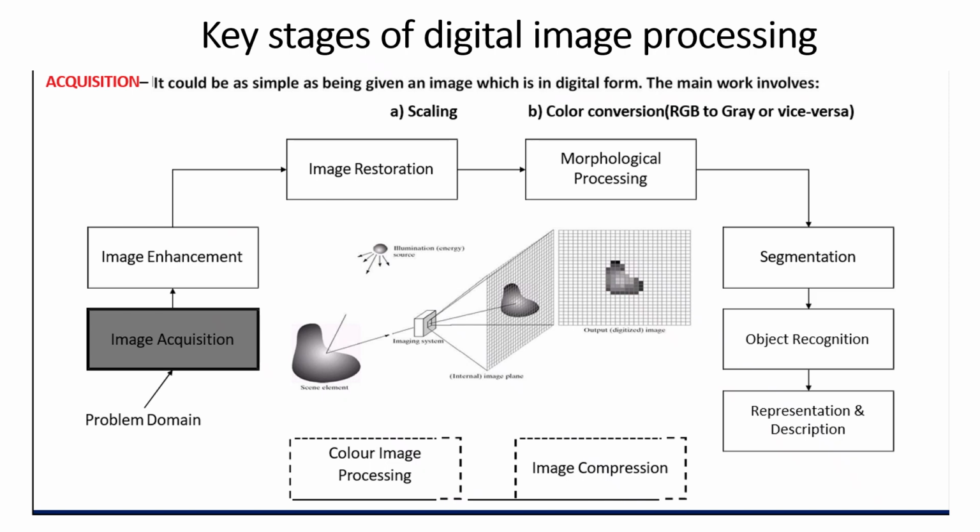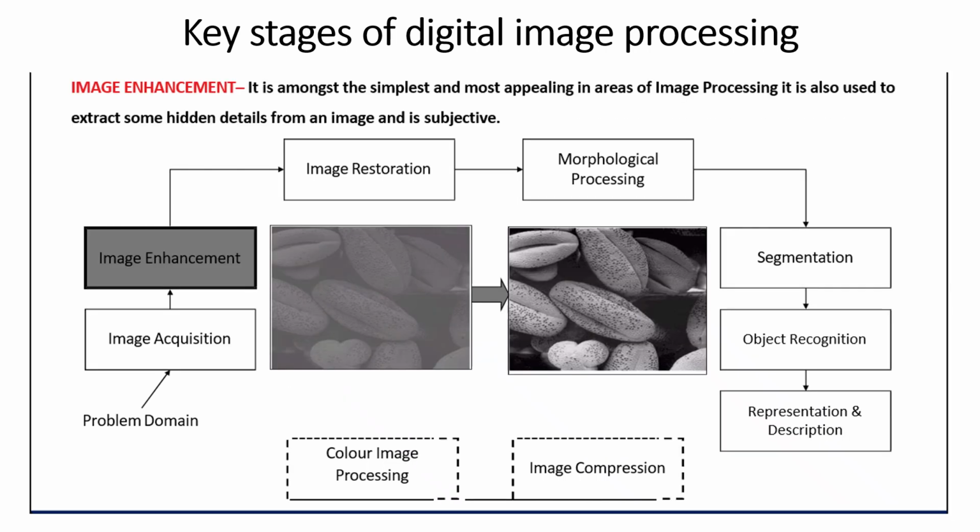So here we can see the problem domain is represented by the image acquisition system. This diagram shows the object of interest being illuminated by a source and captured by an imaging system, and how it is stored as a digital image, the 2D version of the image. Acquisition could be as simple as being given an image that is already in digital form. The main work involves scaling and color conversion. If it is a color image, it has to be converted from RGB to grayscale.